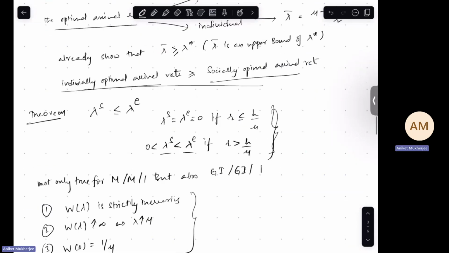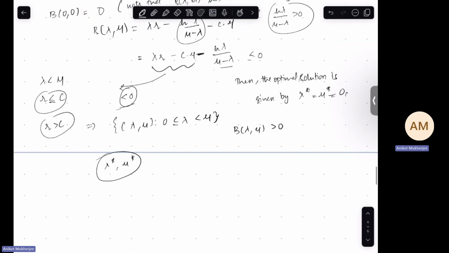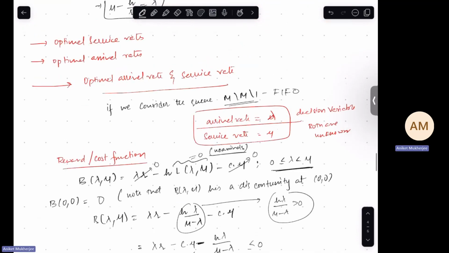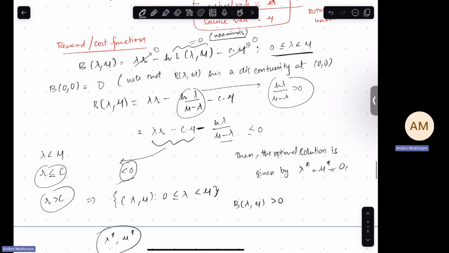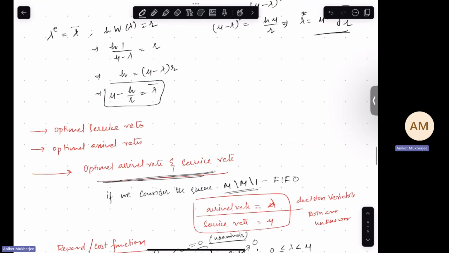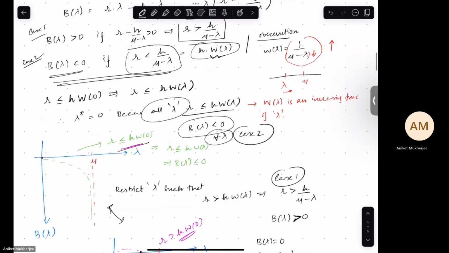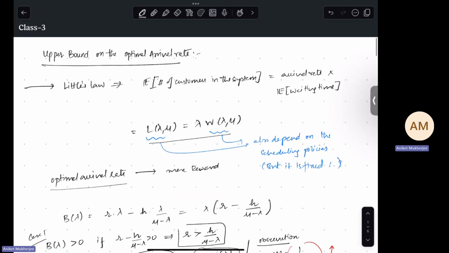So these things we'll see in the next class. The optimal arrival rate and service rate, where both are variable. So now you have a multi-dimensional problem, and we'll get some insights, in the same way as we have got some insights on the optimal arrival rate and optimal service rate. Okay.